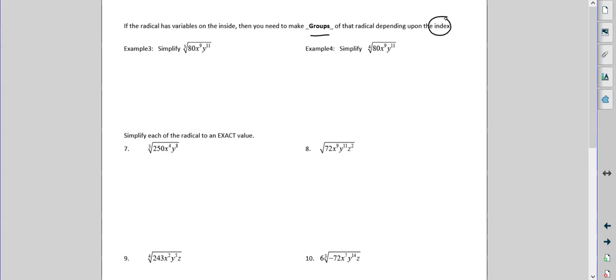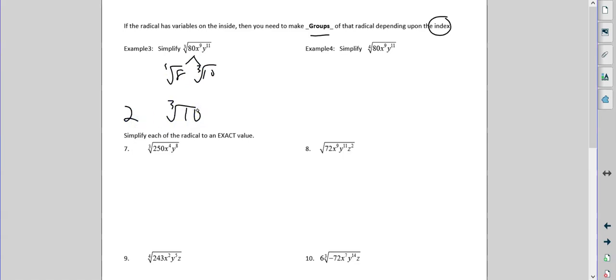Again, we're looking for a number that goes into 80. For a cube root, that's going to be 8 and 10. Cube root of 8 is 2. I'm going to leave a space and put the cube root of 10 over here.